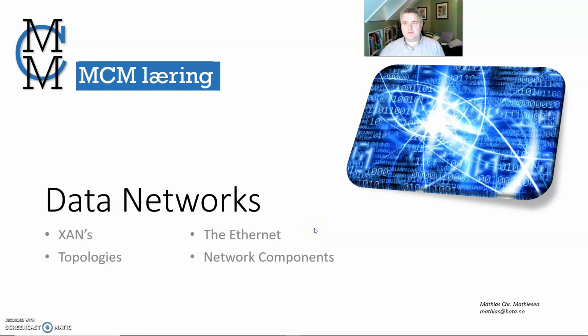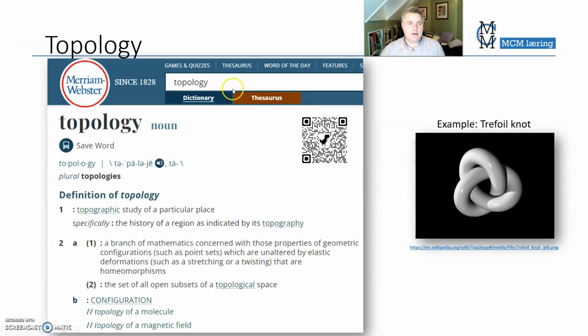Data networks, and the second film is about topologies. So first of all, what is a topology? According to Merriam-Webster, it's a branch of mathematics that is concerned with those properties of geometric configurations which are unaltered by elastic deformation. So it's basically the layout of things.